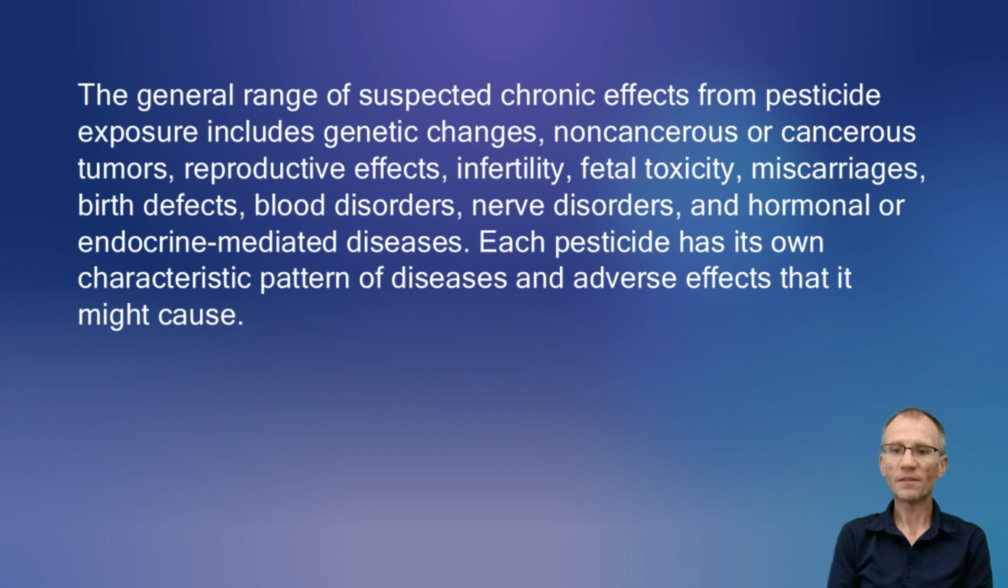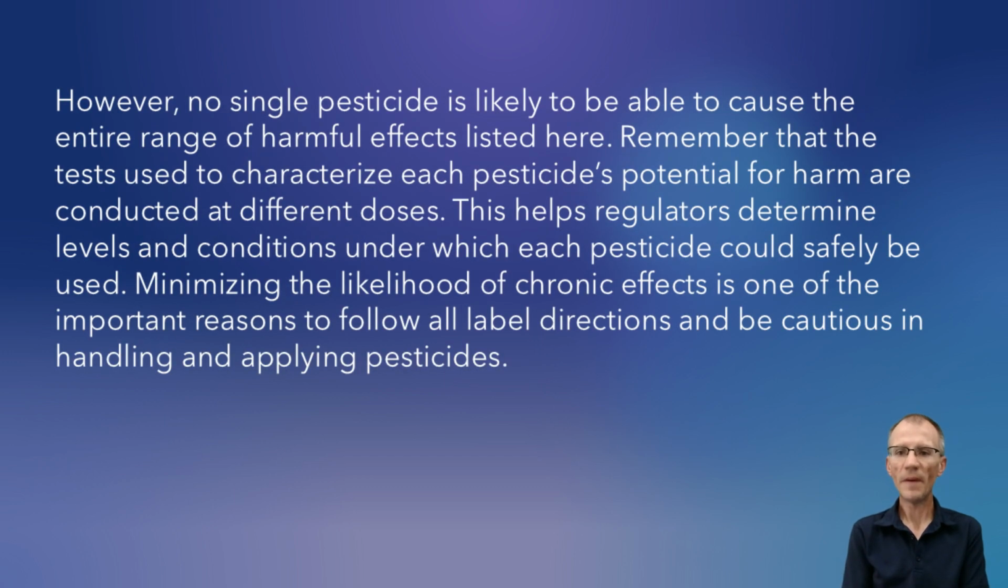The general range of suspected chronic effects from pesticide exposure includes genetic changes, non-cancerous or cancerous tumors, reproductive effects, infertility, fetal toxicity, miscarriages, birth defects, blood disorders, nerve disorders, and hormonal or endocrine mediated diseases. Each pesticide has its own characteristic pattern of diseases and diverse effects that it might cause. However, no single pesticide is likely to be able to cause the entire range of harmful effects listed here.